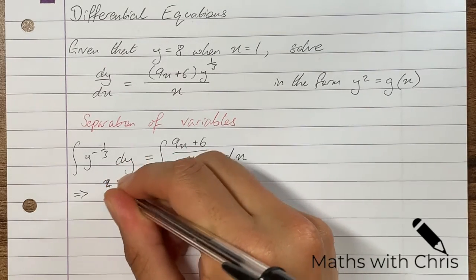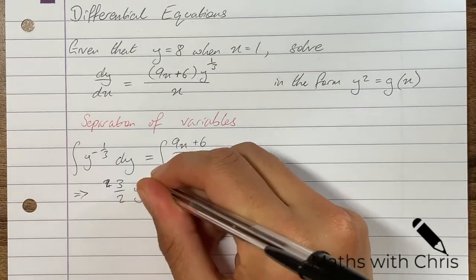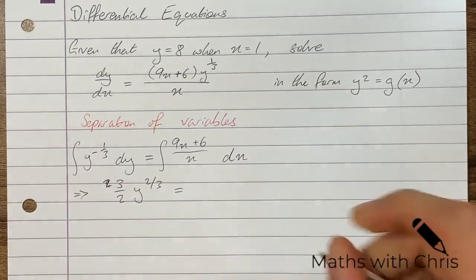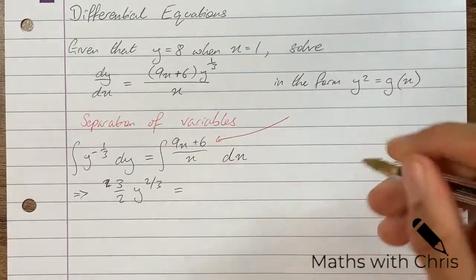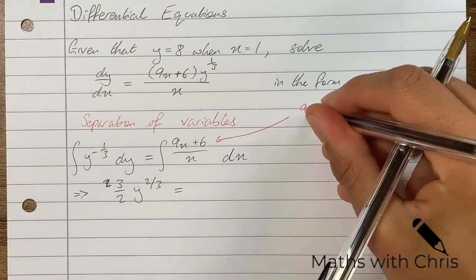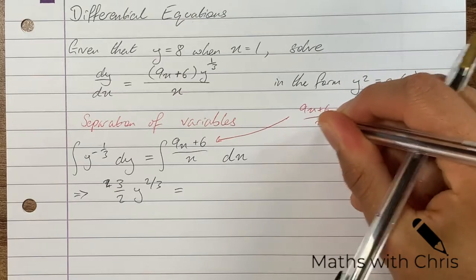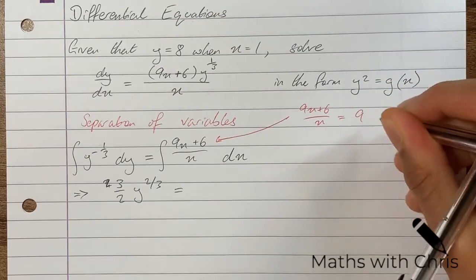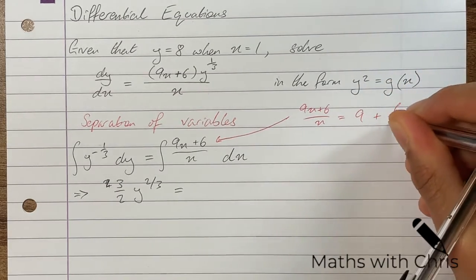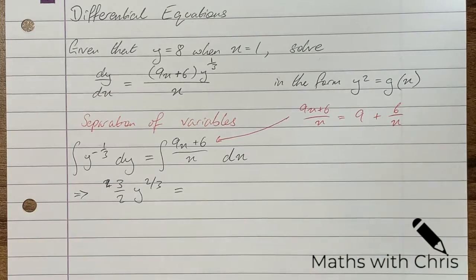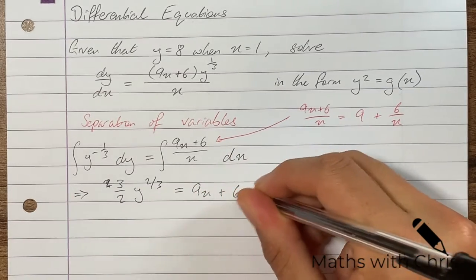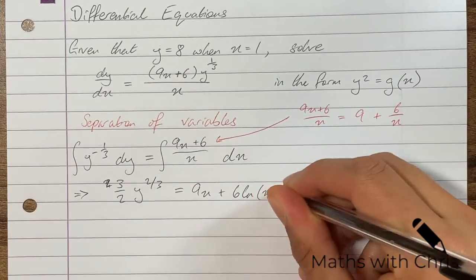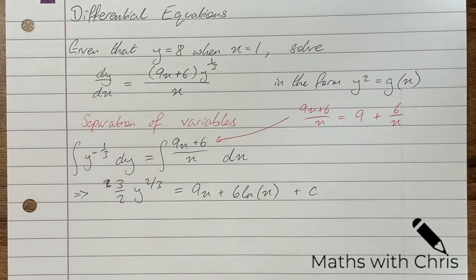we get 3/2 y to the power 2/3 is equal to, now how can we integrate this? Well, let's just think about what this is. (9x plus 6) all over x is equal to 9 plus 6 over x, since we can split this fraction up. So integrating this, we get 9x plus 6 times the natural log of x plus c.